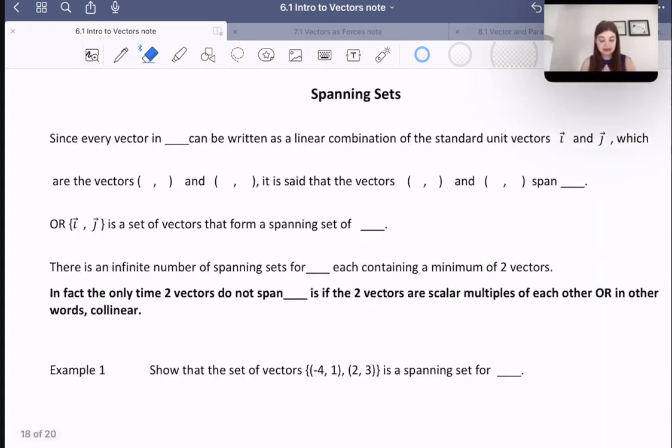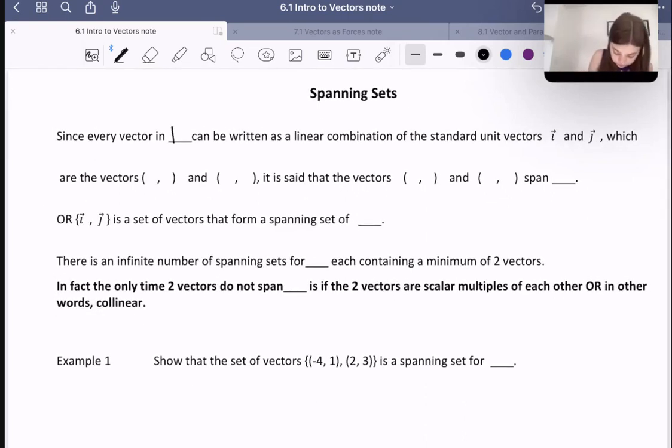Here it says every vector in blank can be written as a linear combination of the standard unit vectors i and j. So every vector in what? Well, that would be R2, right? Or 2-space. This is something we learned previously. Which are the vectors? Well, let's see: (1, 0) for i and (0, 1) for j, right? It is said that vectors blank and blank span R2. So (1, 0) and (0, 1) span R2, right?